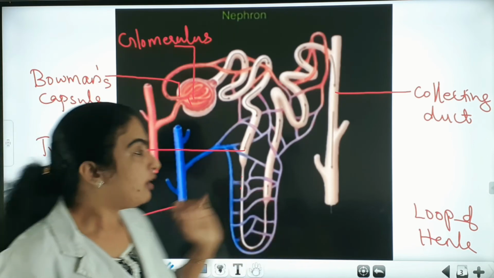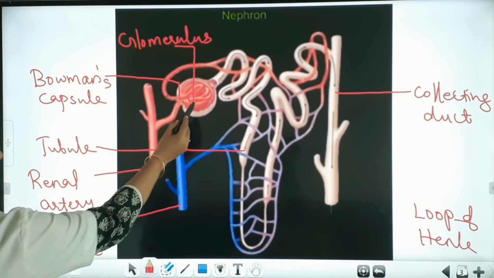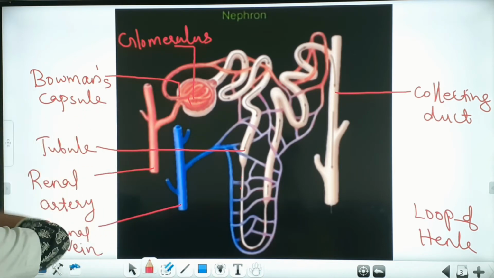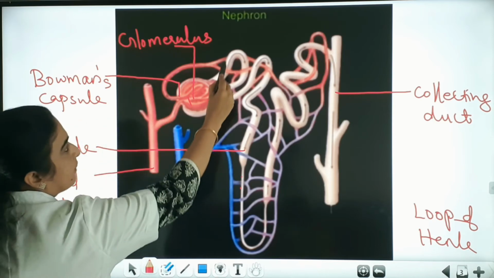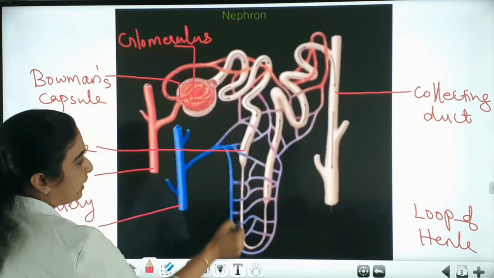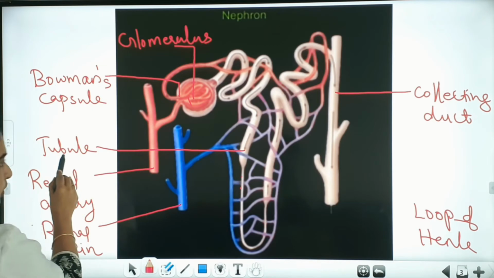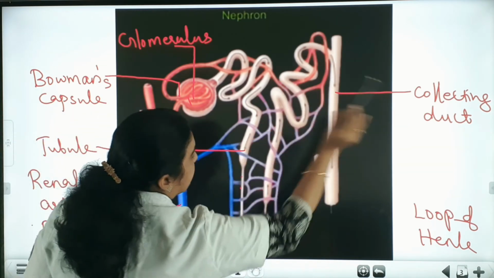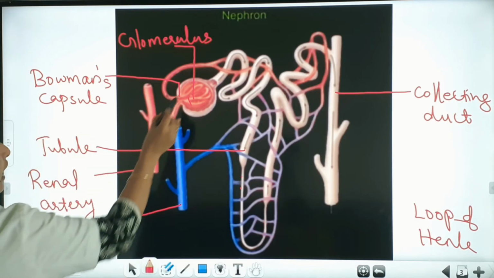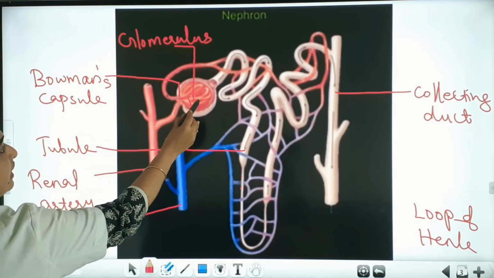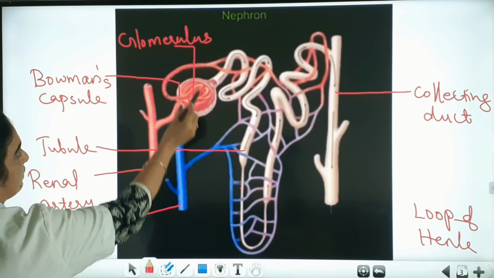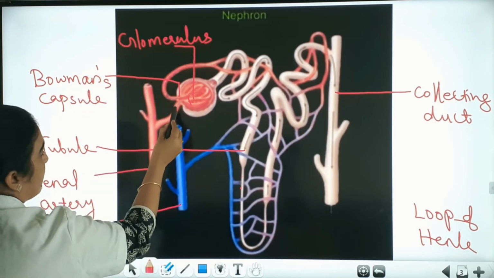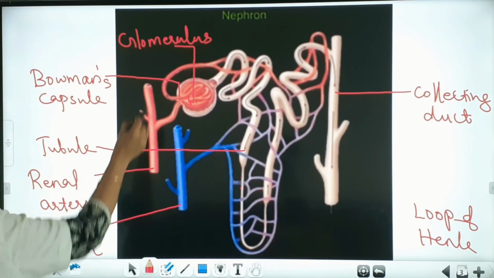Is it clear? Once more, the nephron consists of a cup-like structure called the Bowman's capsule. The Bowman's capsule is followed by a tubular structure called a tubule. The tubule ends in a duct called the collecting duct. Inside the Bowman's capsule, we can see a bundle of blood capillaries called the glomerulus, and one end of the glomerulus is connected to the renal artery.